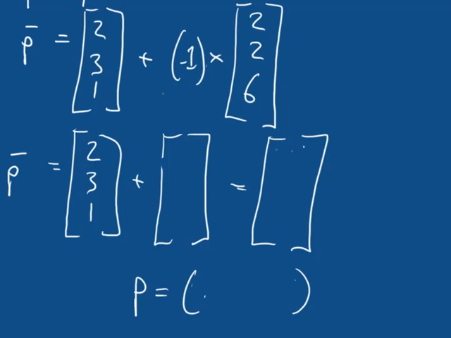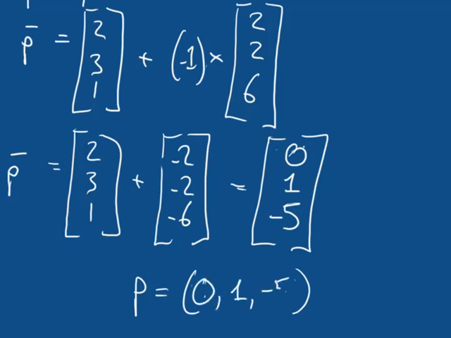fantastic, we're going to get 2, 3, 1 plus -1 times 2 is -2, -1 times 2 is -2, -1 times 6 is -6. 2 plus -2 is 2 minus 2, which is 0, 3 plus -2 is 3 minus 2, which is 1, and 1 plus -6 is 1 minus 6, which is -5. So the position on our line, the point on our line is 0, 1, -5.